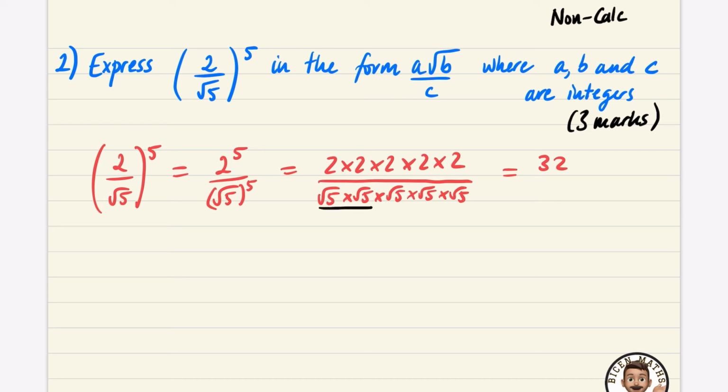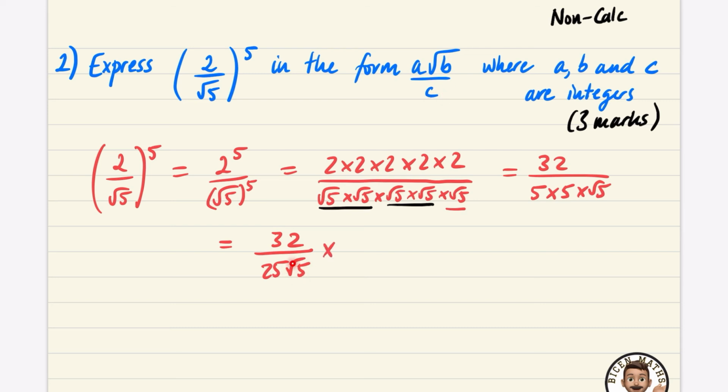The root 5 times root 5 is going to multiply to a 5. The root 5 times root 5 is going to multiply to a 5. And then I also have that leftover one at the end, so I have it multiplying by root 5. Now this gives us 32 is the numerator, and the denominator is going to be 25 root 5. Now it's not quite in the form that they want it. They want a rational denominator. So now you need to multiply the top and bottom by something.